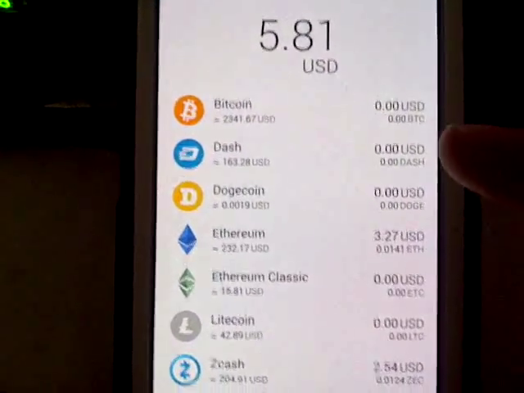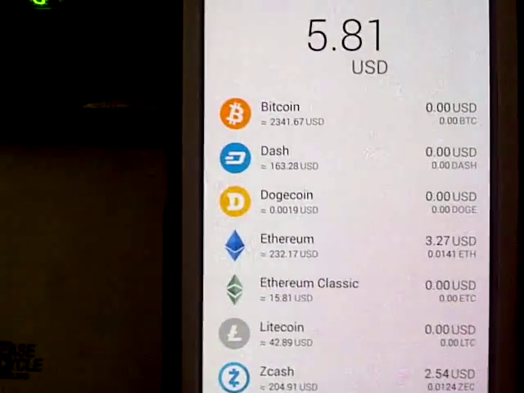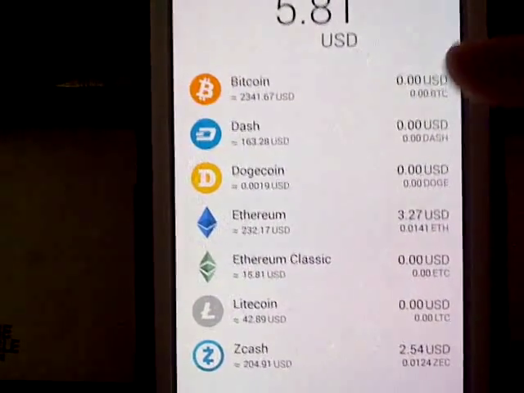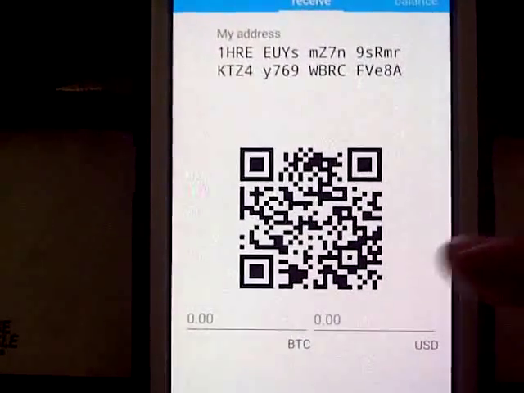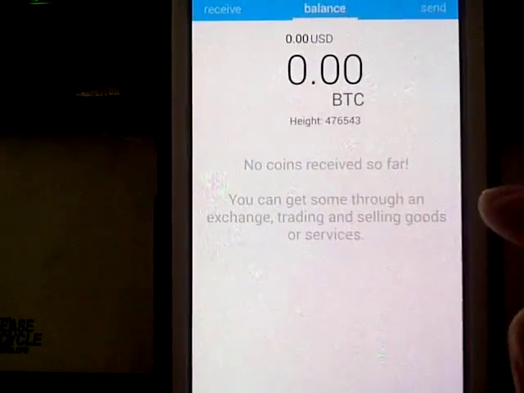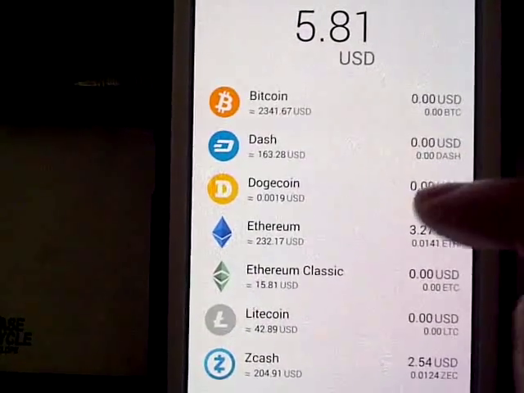As you've seen, I've done some tests with different coins. I haven't done anything for Bitcoin yet. These are my different coins I have. This is my address. I haven't done any transactions in Bitcoin because no one sent me any, so I can't do anything with a 0 transaction fee yet.